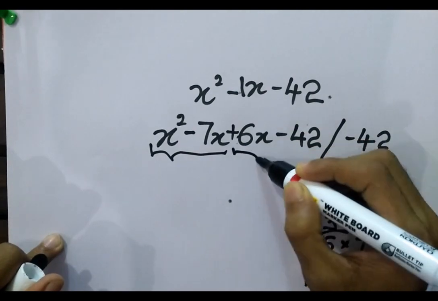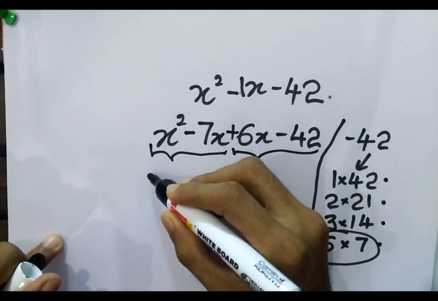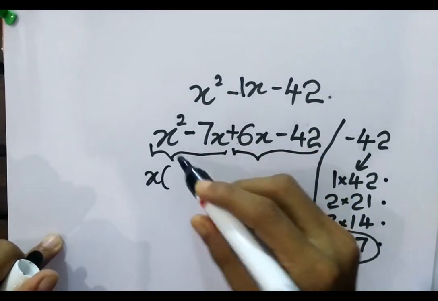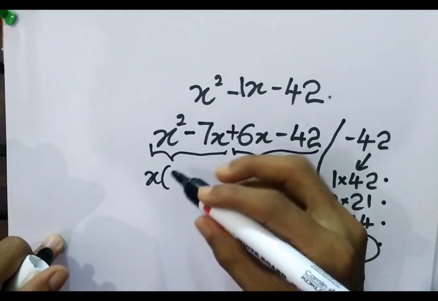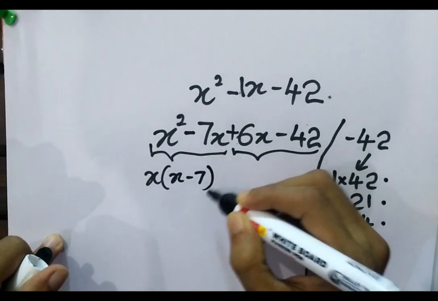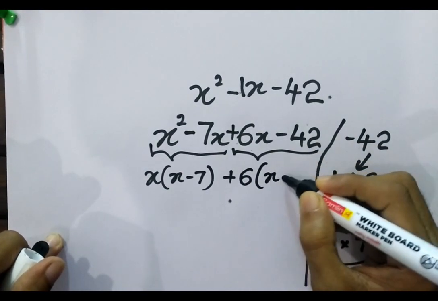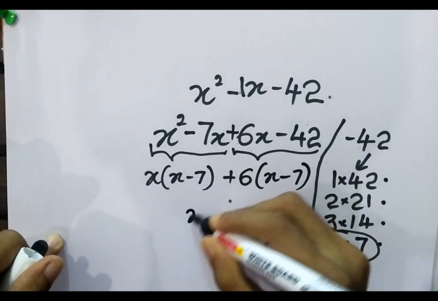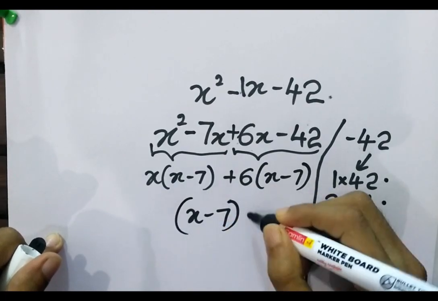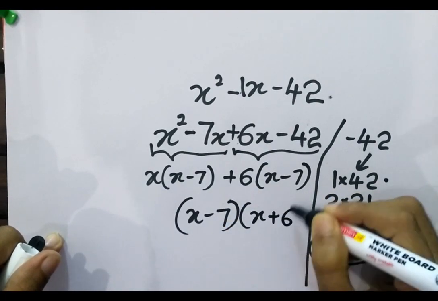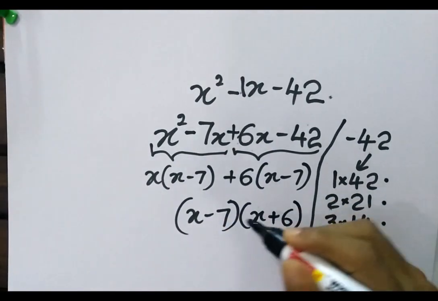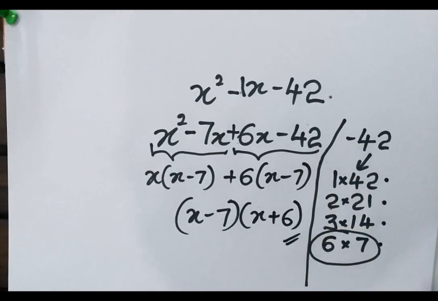Okay, now we'll pair it and we can factorize this further. So x is a common factor, so if we take one x out, x minus 7 is remaining, and here 6 is common, so we'll take that 6 out, so x minus 7. So x minus 7 in total and x plus 6 as well. So the factors are x minus 7 and x plus 6.